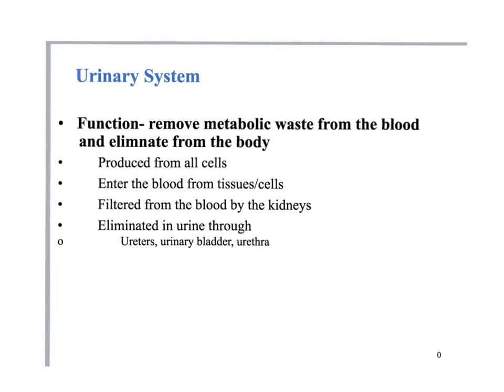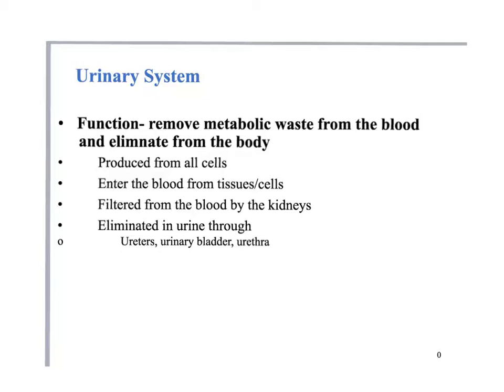So we're going to start on the urinary system. We're going to go kind of quick because this part at the beginning is pretty easy. Okay? So the urinary system, its overall function as a total system, is to remove nitrogenous waste from the blood and eliminate it from the body.